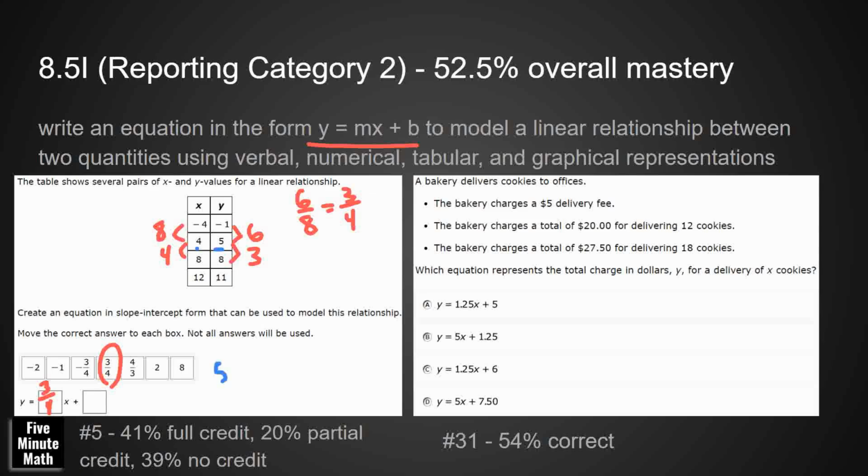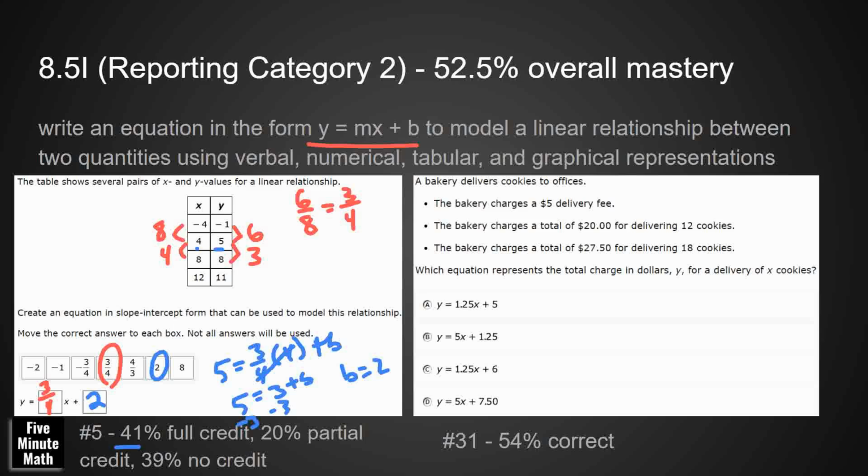I'm going to say 5 equals mx plus b. My m is 3/4, my x is 4. So look what happens. Boom. Those two are going to cancel out. 3/4 times 4 is just going to end up being 3. So I've got 5 equals 3 plus b. Subtract 3 from both sides. b equals 2. All right, so y equals 3/4 x plus 2.